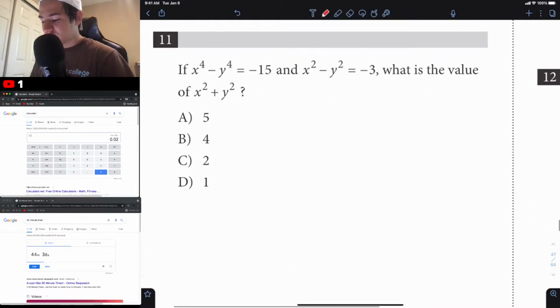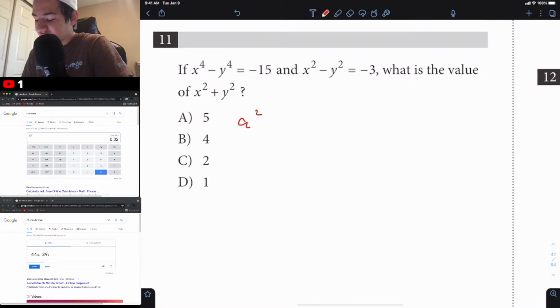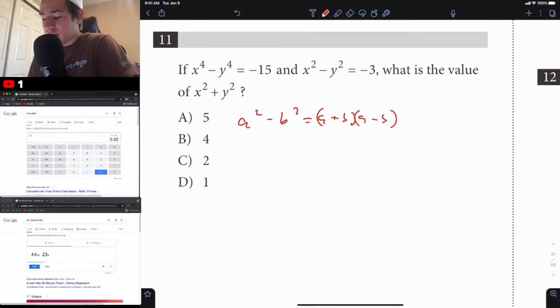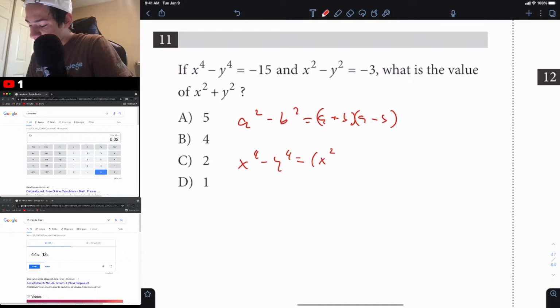All right, if x to the fourth minus y to the fourth equals negative 15, what is the value of this? Okay, we're going to use a difference of squares here. Difference of squares looks like a squared minus b squared equals a plus b times a minus b. I'm going to do that here. So x to the fourth minus y to the fourth is equal to x squared minus y squared times x squared plus y squared.